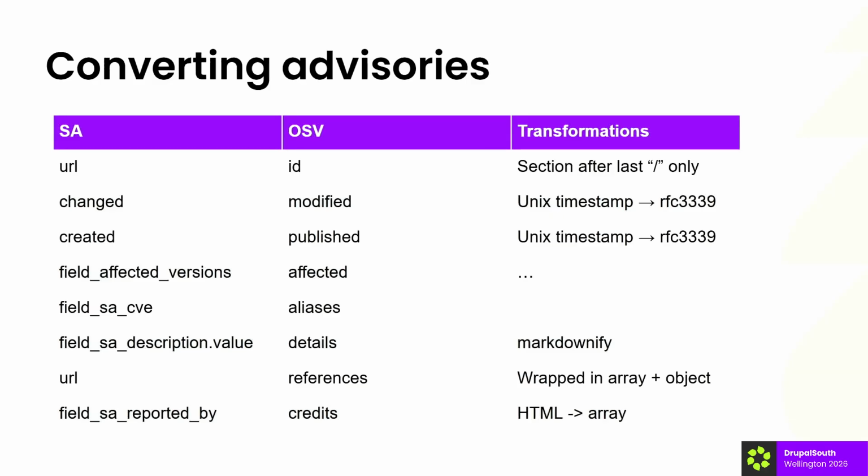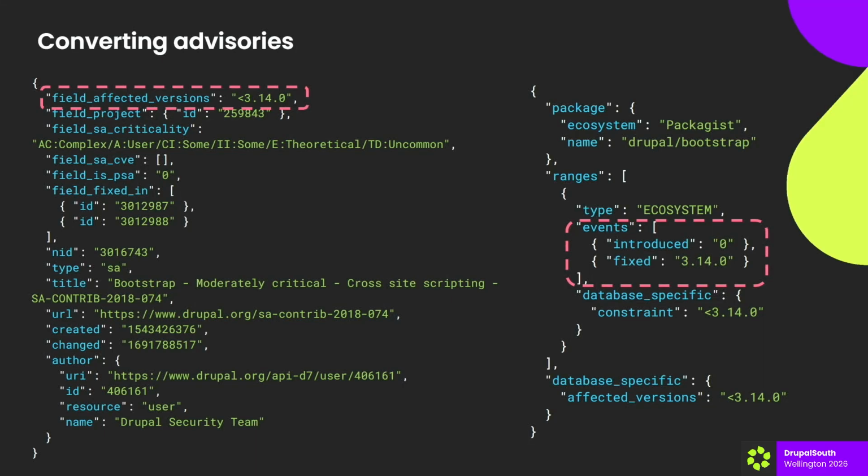After having the advisories in their bespoke content type format, moving on to converting them. This is a pretty straightforward process. I don't think there's a lot of surprises here. It's mostly just mapping fields from one field to another and doing some very unsurprising, very common transformations, mainly like time zones and timestamps and fields that are strings in one place and should be arrays in OSV and sort of wrapping it in there. This affected one here is the real interesting one.